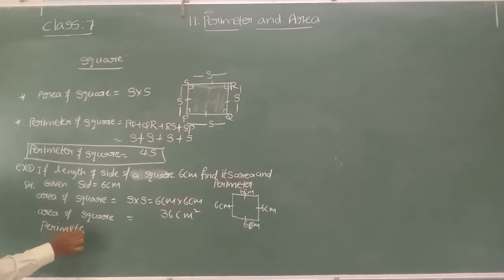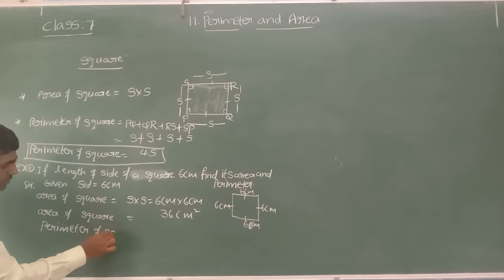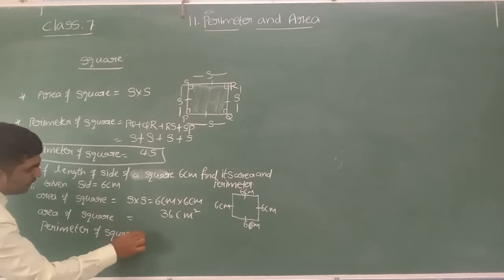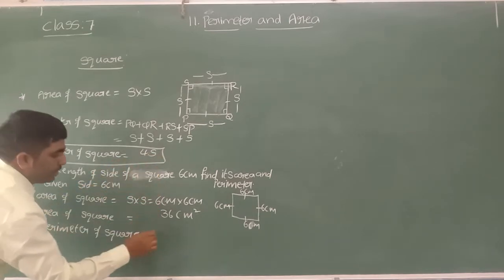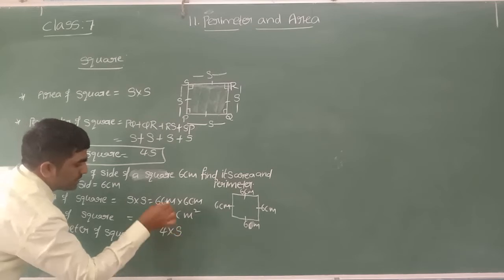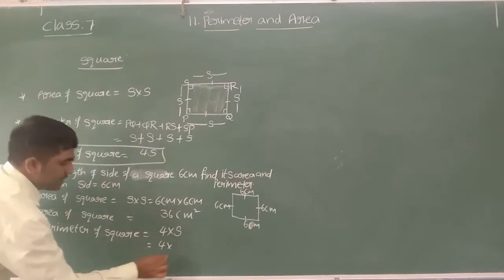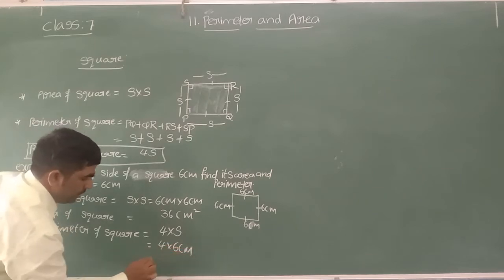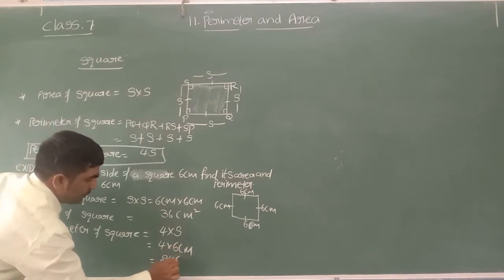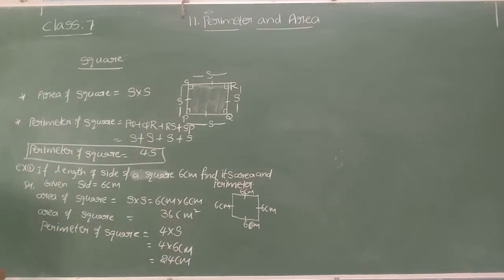Perimeter of a square. What is the formula I gave you to find the perimeter of a square? 4 into S, I mean 4 into side. What is the length of the side? 6 centimeter. It becomes 4 sixes, 24 centimeters. So this is the perimeter of a square.